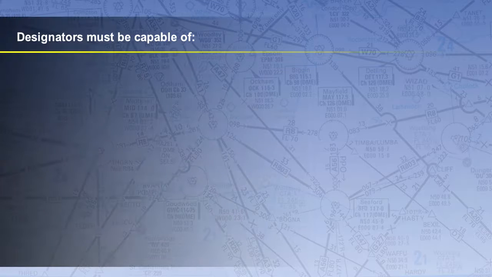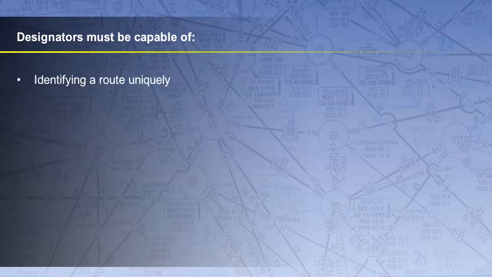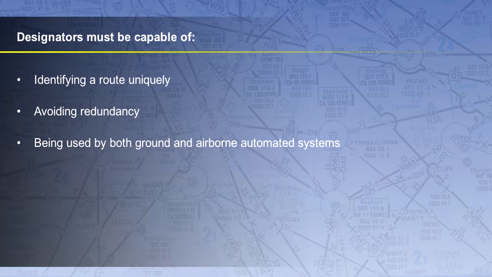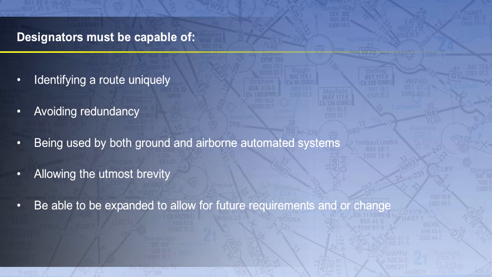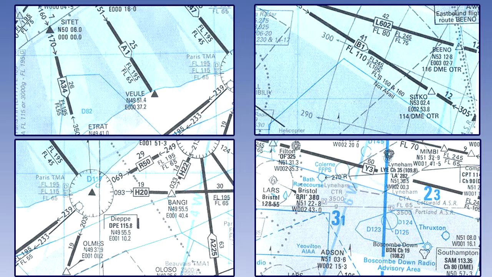The designators themselves must be capable of identifying a route uniquely, avoiding redundancy, being used by both ground and airborne automated systems, allowing the utmost brevity, and expanding to allow for future requirements and/or change. The ATS route designators shall consist of one prefix and one additional letter. A maximum of 6 characters, but normally 5, is approved, and the basic designator shall be 1 letter and 1 number from 1 to 999.